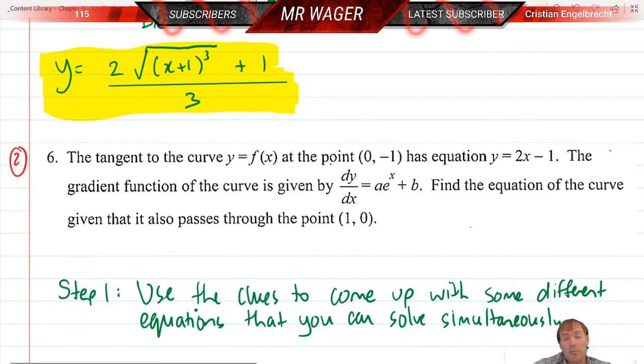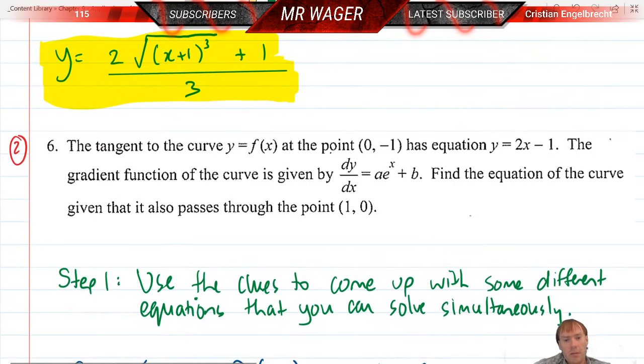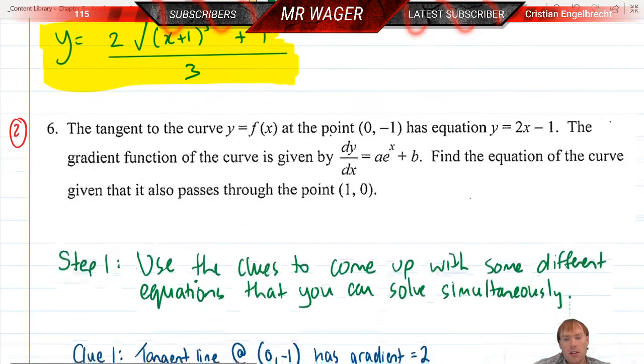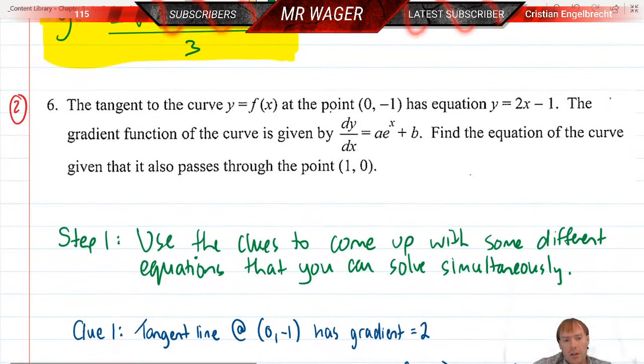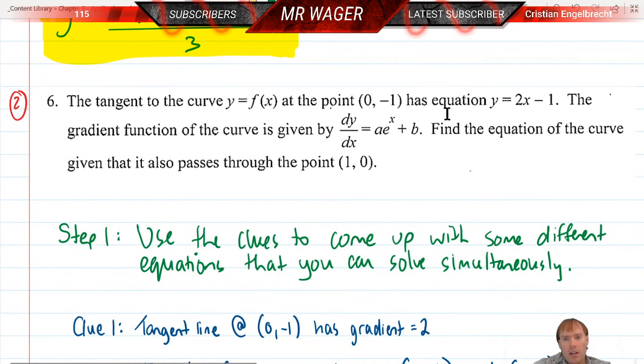Sometimes it's a bit easier than that, and you can pretty much get the answer just by eyeballing the bits of information in the question. But this one, we're going to come up with some simultaneous equations. So the first clue is the tangent line. This one here, y equals 2x minus 1. So we've got our function, and this tangent line is a straight line that just touches our curve at 0, -1 at one spot, and it has a gradient of 2, because we know that the gradient of the tangent line is also 2. So that's our first clue.